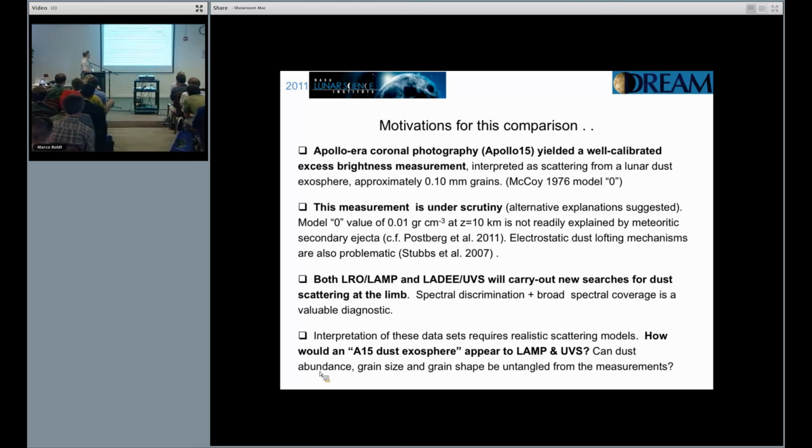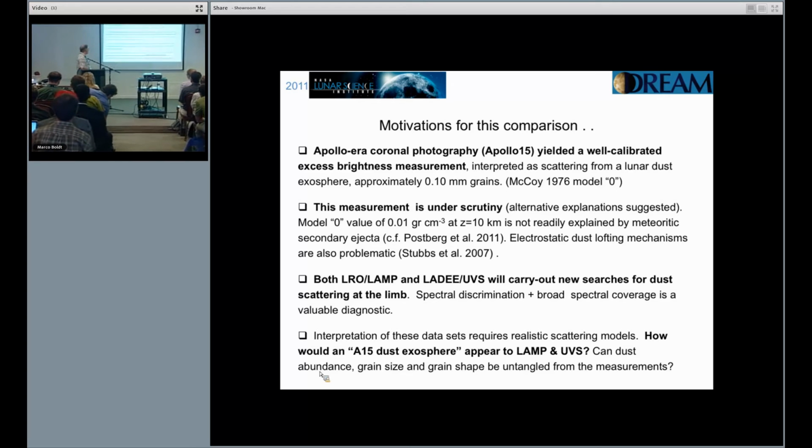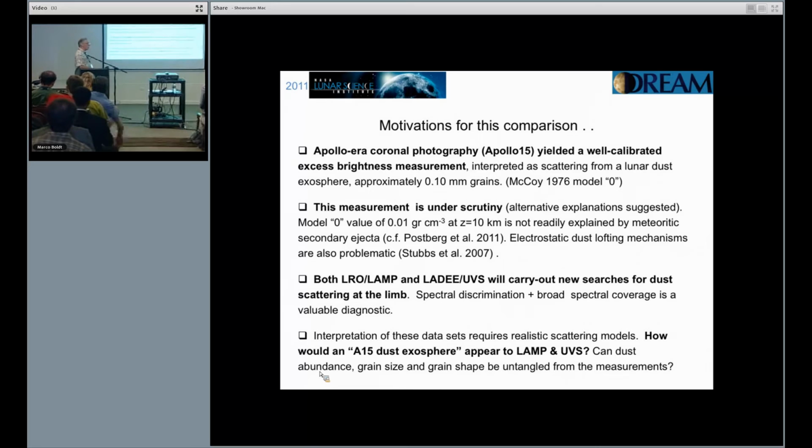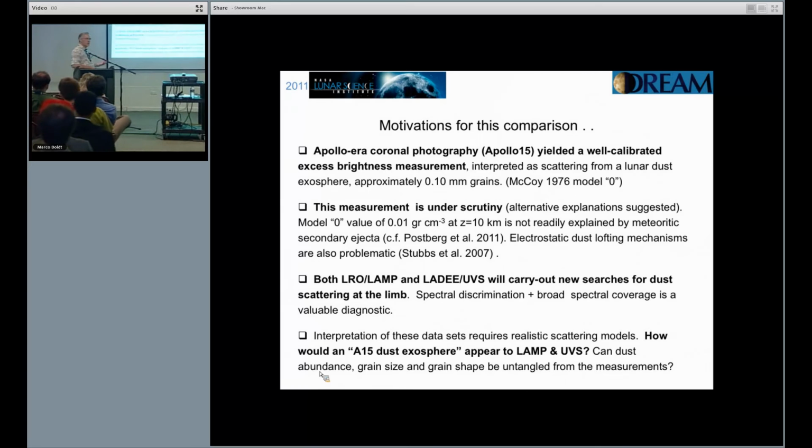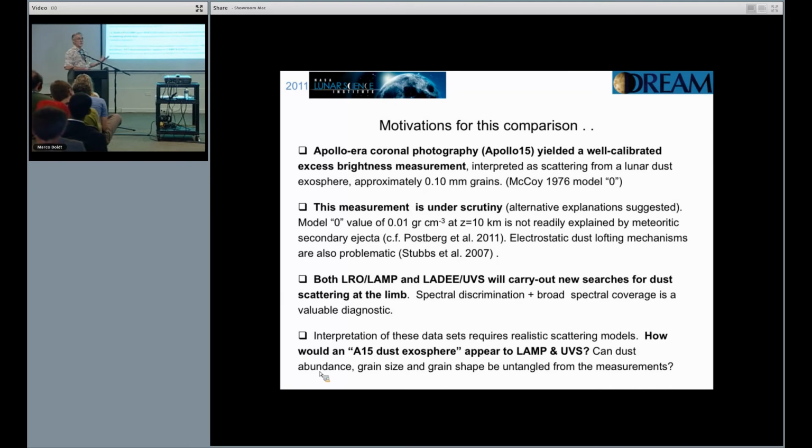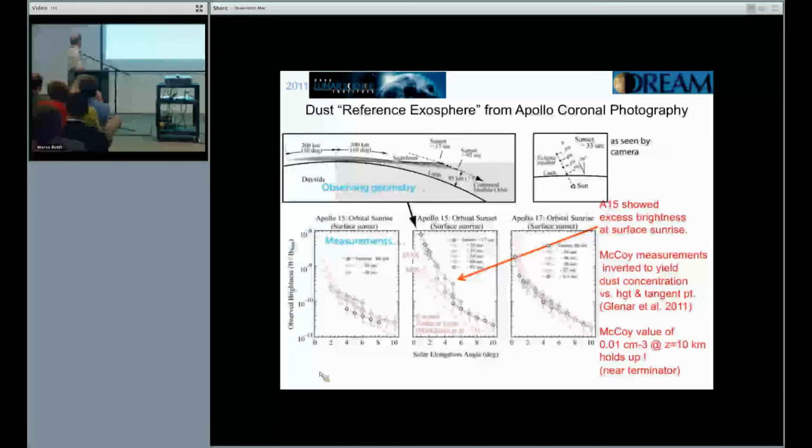How do you know when these instruments detect excess light? How do you know what they're seeing? You could get a first-order estimate of the dust abundance, but given the quality of the data, there's information that goes far beyond that. So the obvious thing to do is to create realistic scattering models and ask, for starters, if we put an Apollo 15 dust exosphere up there, what would LAMP and UVS see?